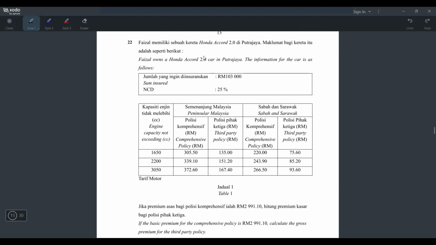Faizal owns a Honda Accord 2.0 car in Putrajaya. So actually, we don't care about what car or what brand they use. We only care about the location, whether it's Semenanjung or Sabah Sarawak, and we also care about the CC. We don't care whether it's Honda or Proton or Lambo. So the information for the car is as follows: sum insured is this, NCD is this, and then this is the motor tarif.